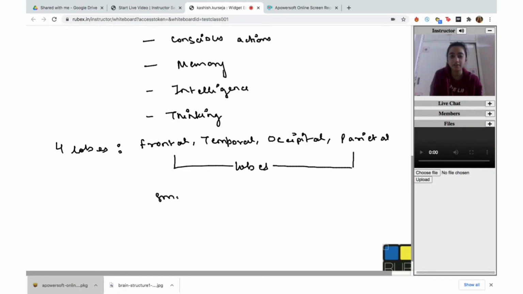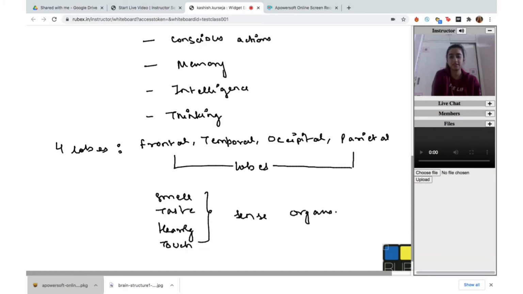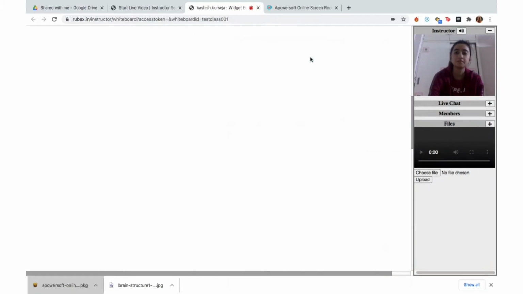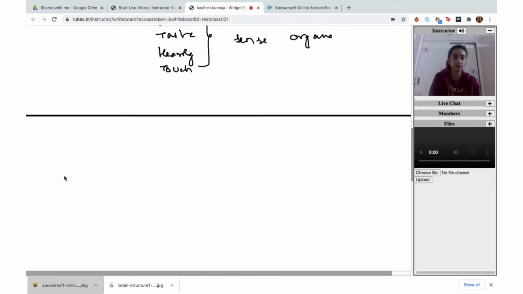For example, they have receptors for smell, taste, hearing, touch, that is for your sense organs. You know that we have five sense organs in our body. That is what these receptors are present for. Okay. Now, coming to your midbrain.